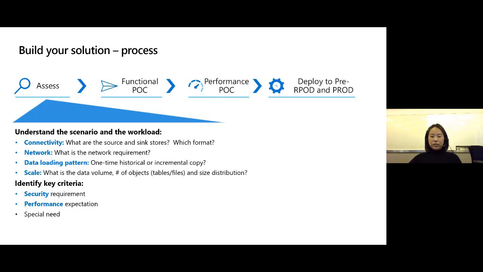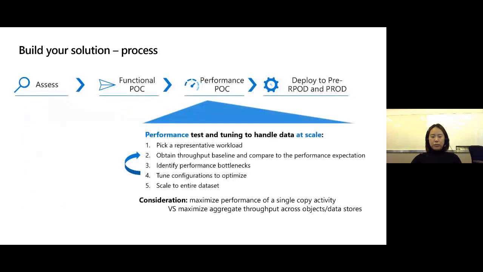And also, is it a historical load or incremental copy? That will imply a difference, and also the size and number of objects, files, etc. So this will form a workload assessment. And also for security and performance expectation, what is your data loading window for a given workload? And then based on the previously mentioned connectivity and features, you can do the functional POC to make sure the functionality works for you. Then we come to the performance POC, which is more related to this section.